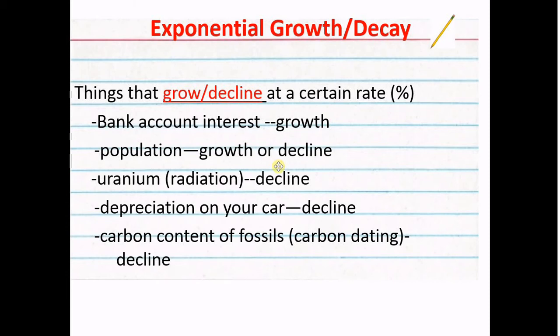Population, you've heard about population growth. Uranium decline, you've heard of that. Your uranium can break down so fast. Depreciation of your car, you've heard that if you drive a car off the lot, you lose value. That's exponential decay, also by years. And then carbon dating. You talk about it in science class a lot. That's how they figure out how old a mummy is.